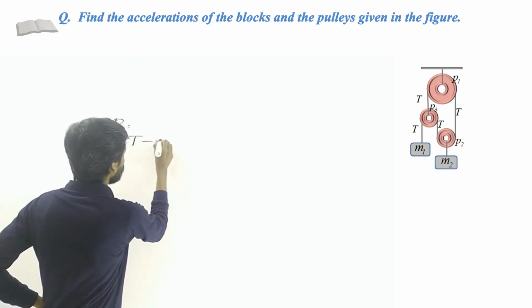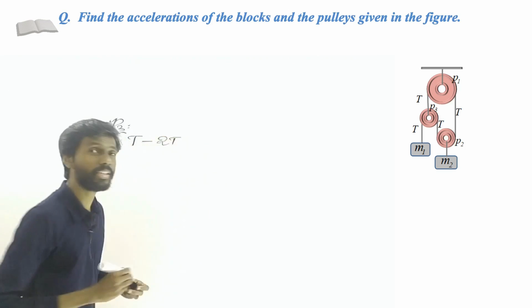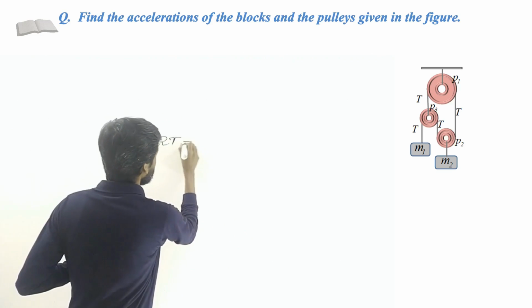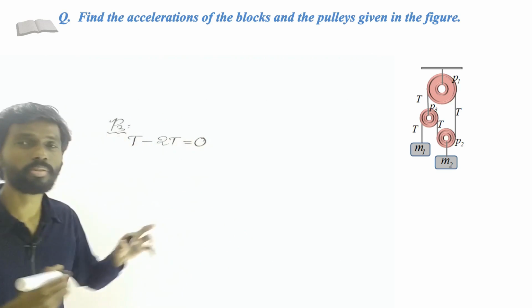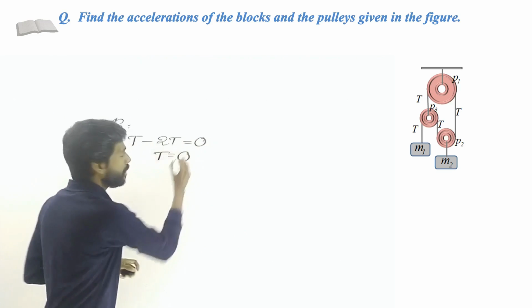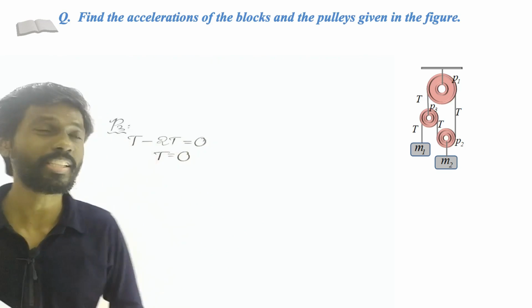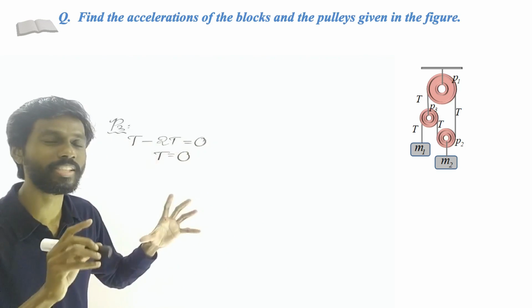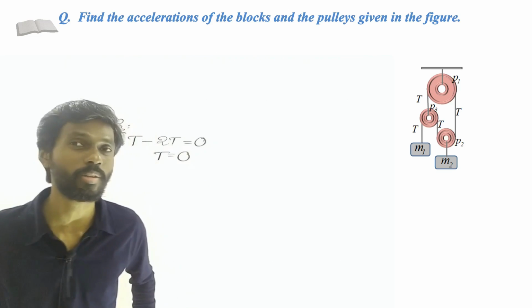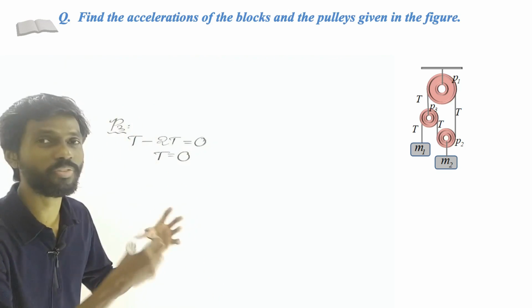So T minus 2T is the total force acting on that pulley P3, but that must be equal to 0 because the pulley is massless. Mass is 0. So that means we are getting the tension 0. So the tension in the string is 0 actually. This is as good as no string, right? So no tension, so no force is acting on these blocks, only the gravitational force is acting on the block. It is like free fall, okay?